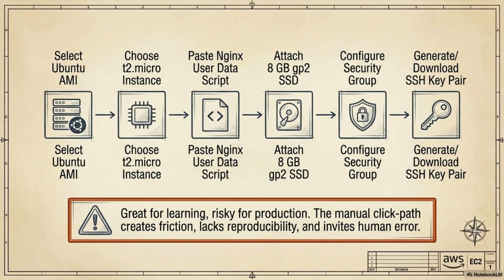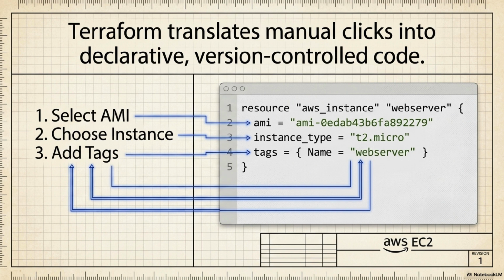Terraform converts clicks into code. Terraform converts infrastructure into reusable code. Instead of clicking buttons, engineers define resources in configuration files. This makes deployments version-controlled, automated, and reproducible. This is the foundation of infrastructure as code.